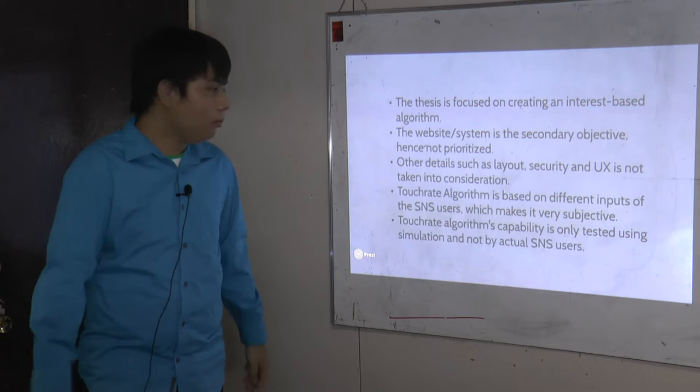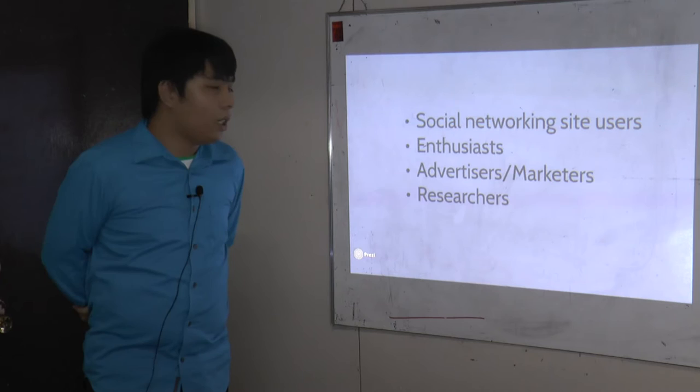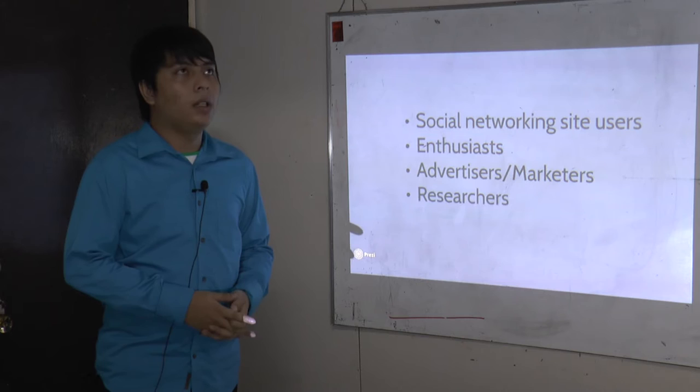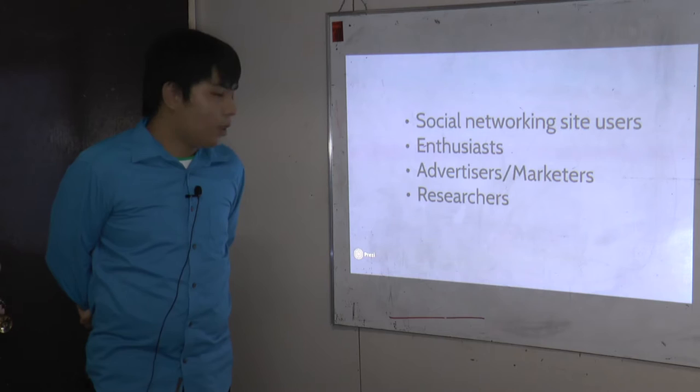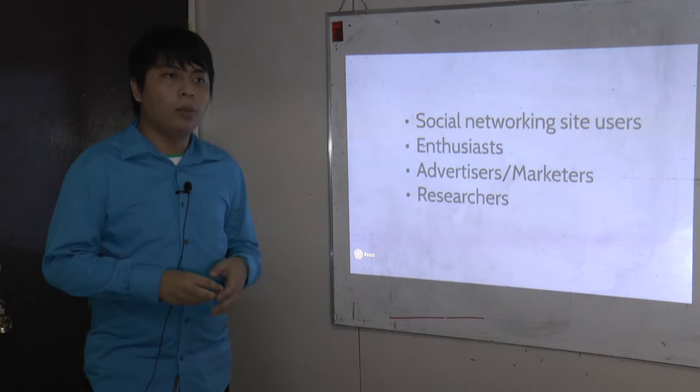Significance of the study. For social networking site users, of course, if this project succeeds, it can create another variation of available algorithms for social networking site users. For enthusiasts, if this is successful, then their social networking sites will be more interesting for them, since their interest will be prioritized.